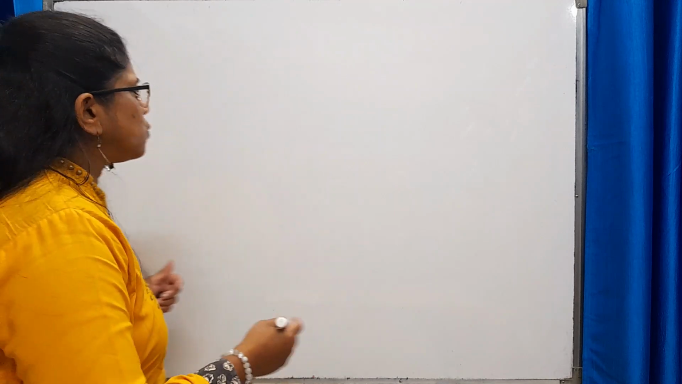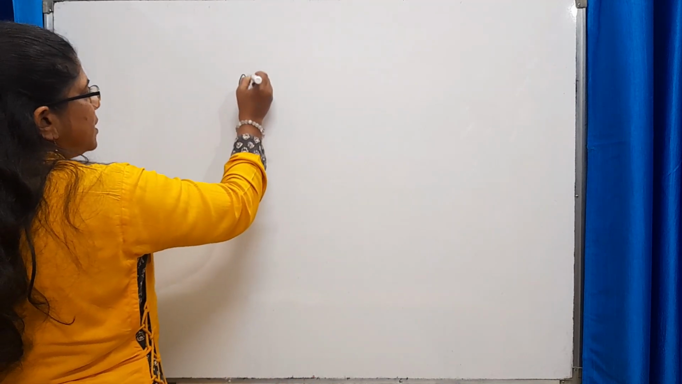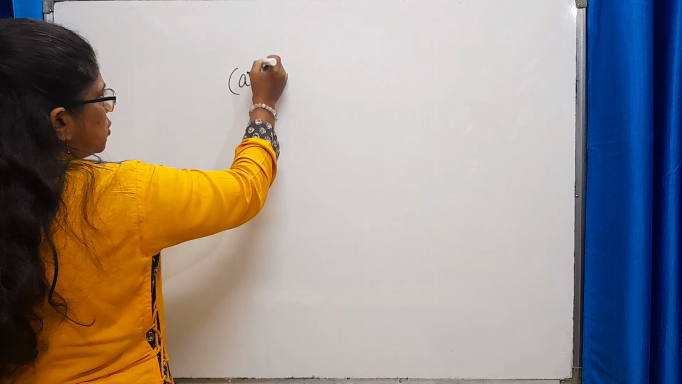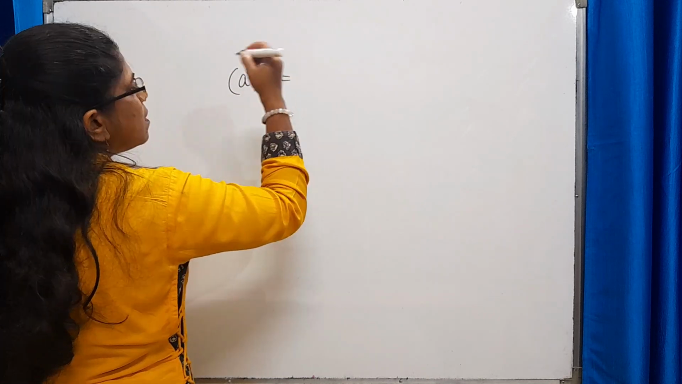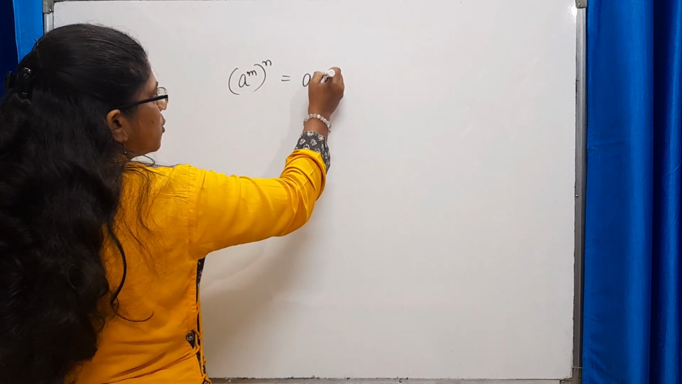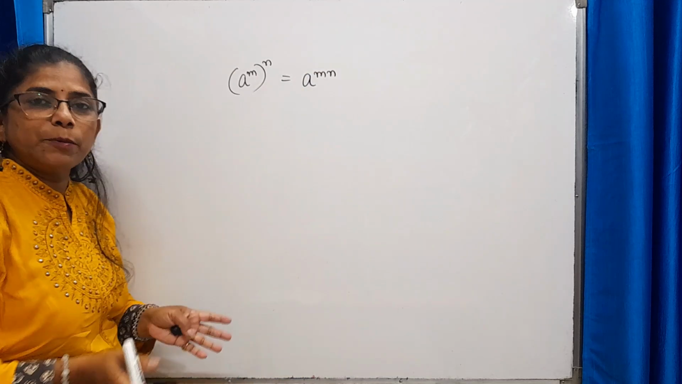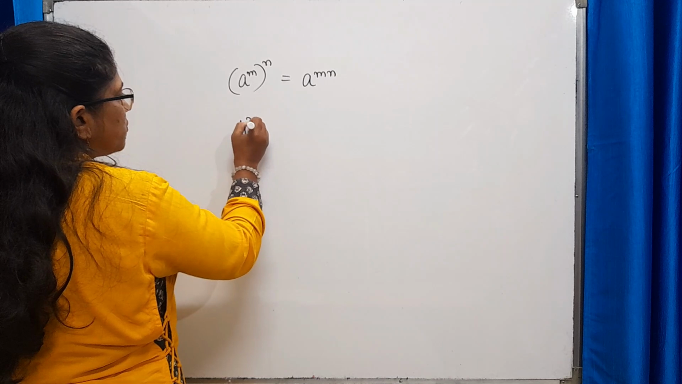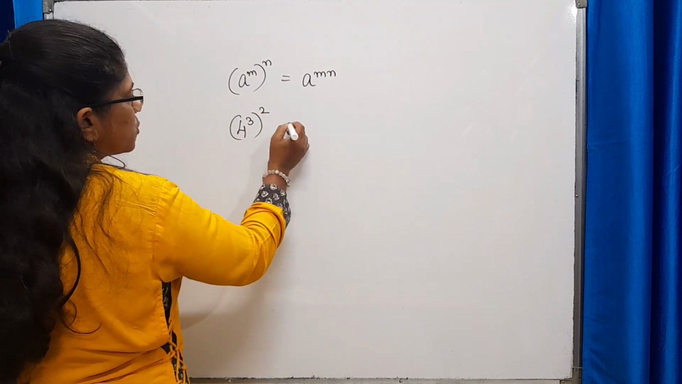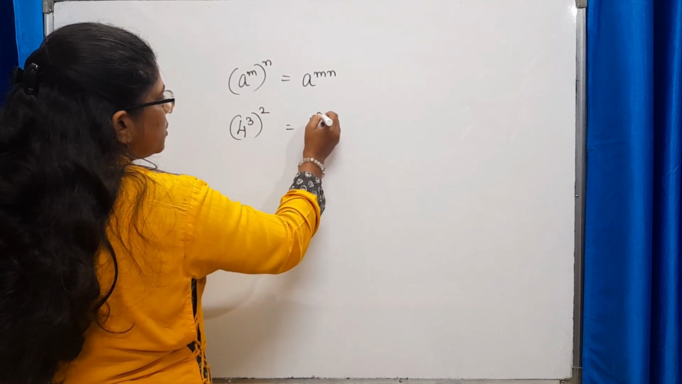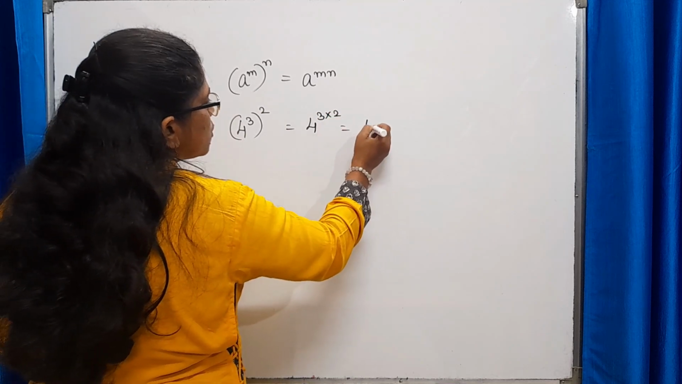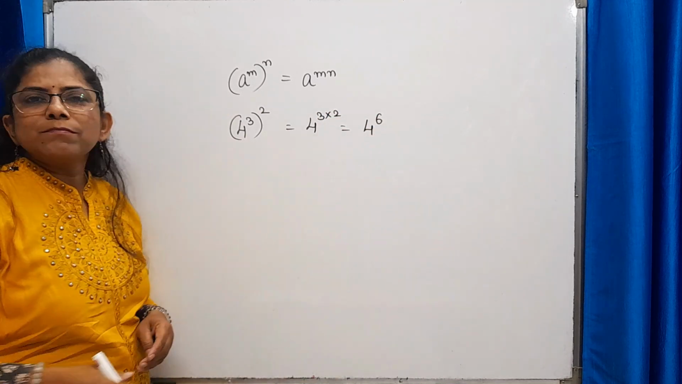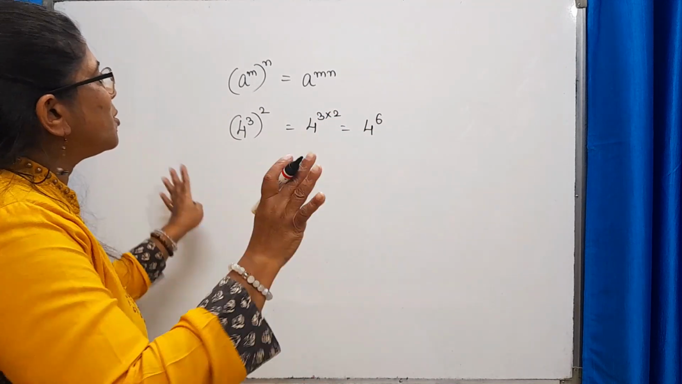Third law is quite simple. A to the power of m to the power of n is nothing but a to the power of m into n, means mn. It's so simple. Means 4 to the power of 3 to the power of 2 is nothing but 4 to the power of 3 into 2, which is 4 to the power of 6. That's it. This is all about the third law.